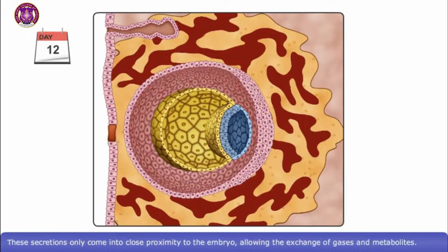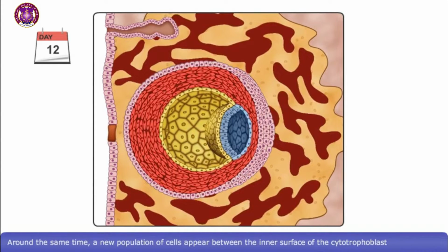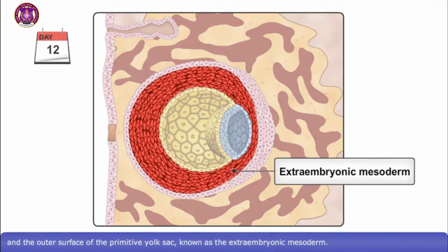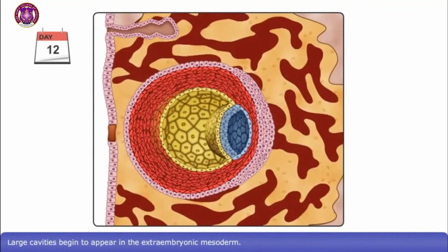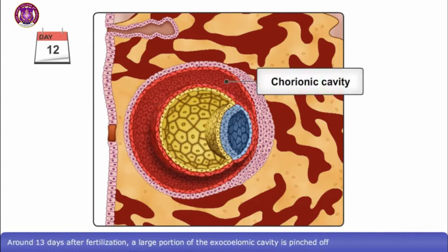The blood and uterine secretions only come into close proximity to the embryo, allowing the exchange of gases and metabolites. Around the same time, a new population of cells appear between the inner surface of the cytotrophoblast and the outer surface of the primitive yolk sac, known as the extraembryonic mesoderm. Large cavities begin to appear in the extraembryonic mesoderm. These gradually fuse to form one single cavity, called the chorionic cavity.